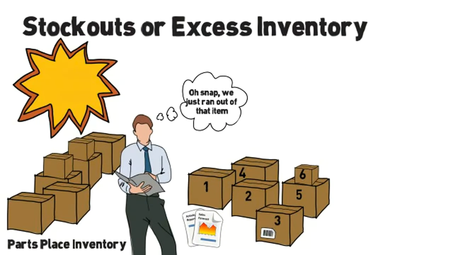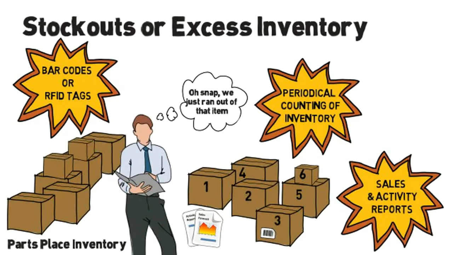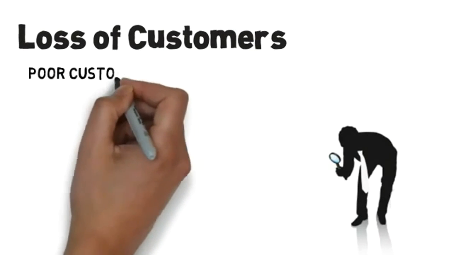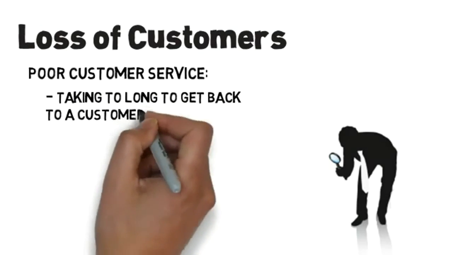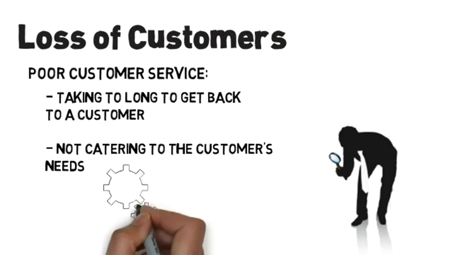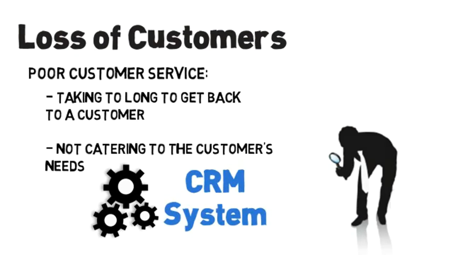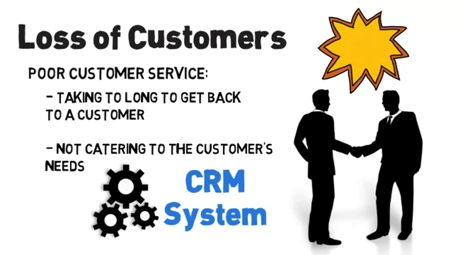So we can use barcodes or RFID tags, periodically count our inventory and compare that to what's in the system, or use sales and activities reports. The final threat is loss of customers, which is usually a result of poor customer service, such as taking too long to get back to a customer or not catering to a customer's needs. Companies will use CRM or customer relation management systems to improve customer service and meet customers' needs. So to prevent a loss of customers, use a CRM system.